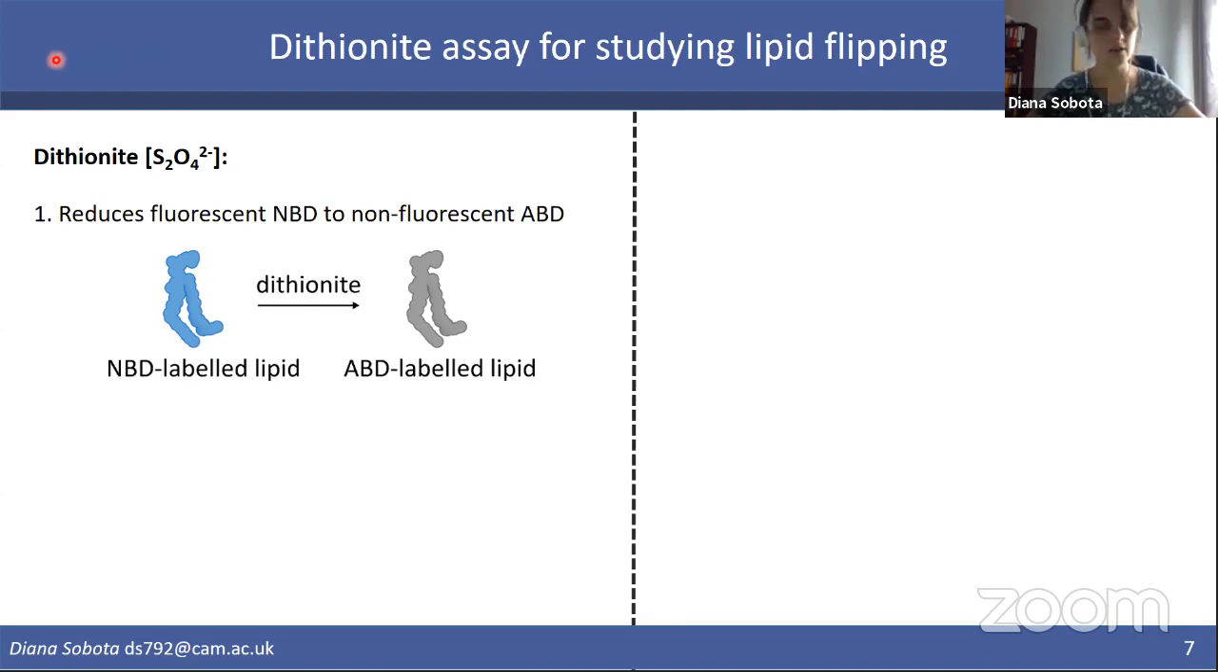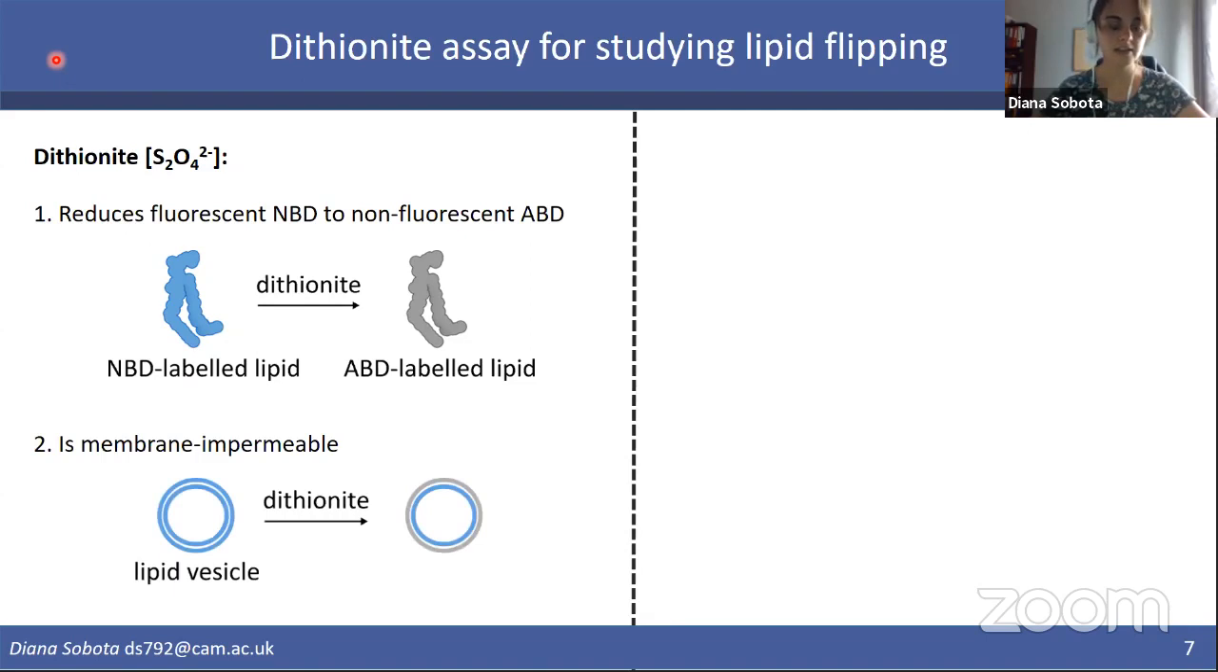It has two features that are interesting for us. First, it is a very strong reductant. So if we have a fluorescent label that is sensitive to the reductant, we can put dithionite there, and from this fluorescent molecule, we'll get a bleached one that does not show any fluorescence. In this case, it's NBD. It's very easy to also get NBD-labeled lipids. We'll use that. So we have NBD-labeled lipids. We add dithionite, we lose the fluorescence. The other important part is that dithionite, also because of its strong charge, is membrane impermeable.